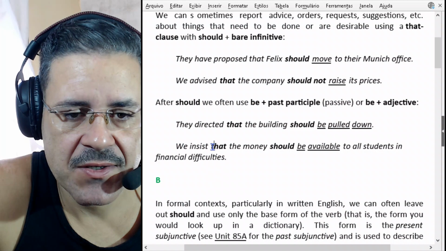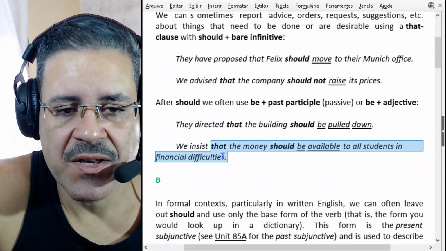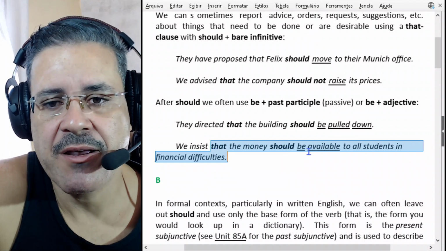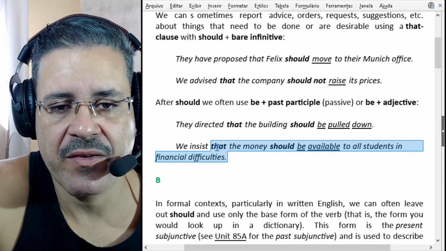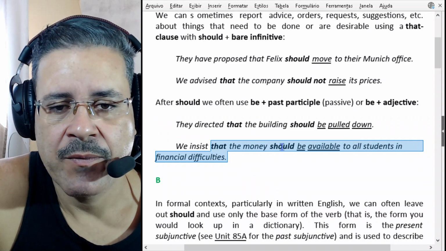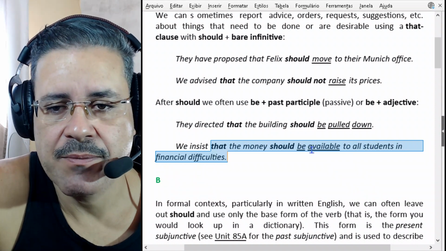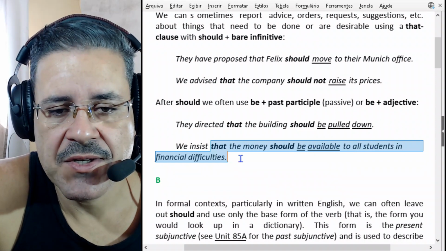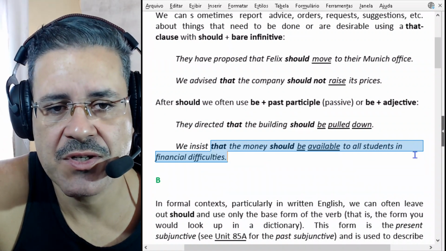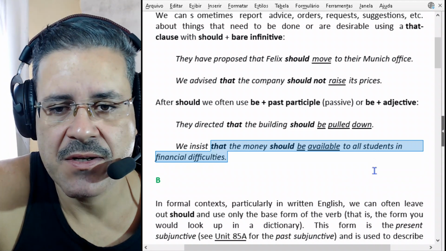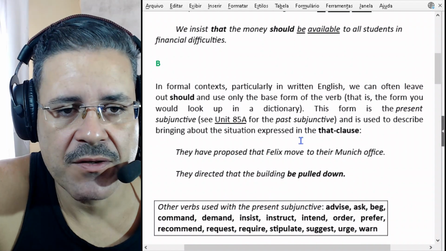We insist that the money should be available to all students in financial difficulties. So we've got that clause plus should plus be plus adjective. We insist that the money should be available to all students in financial difficulties. So this is the subjunctive.